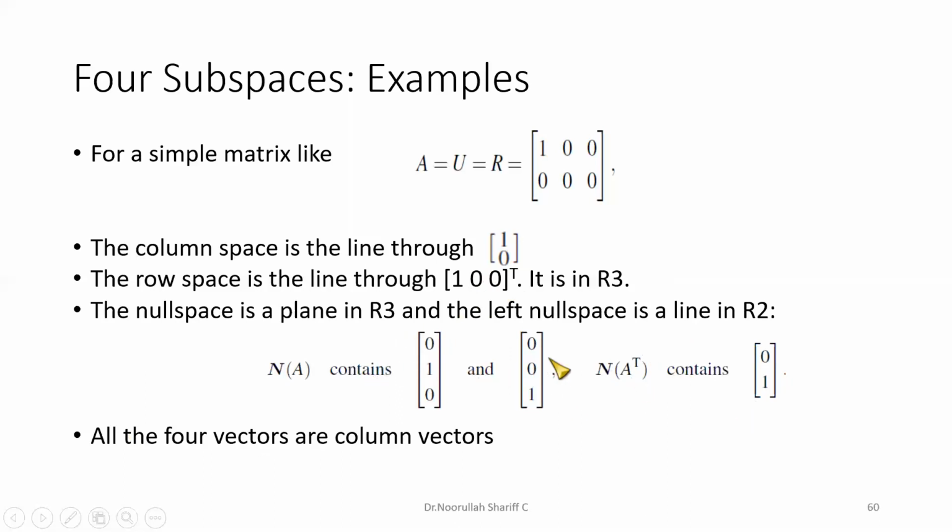Now you can have a null space matrix which consists of (0, 1, 0) and (0, 0, 1) as its two columns, which we generally call N. N(A) is the null space itself, which contains the columns over here.